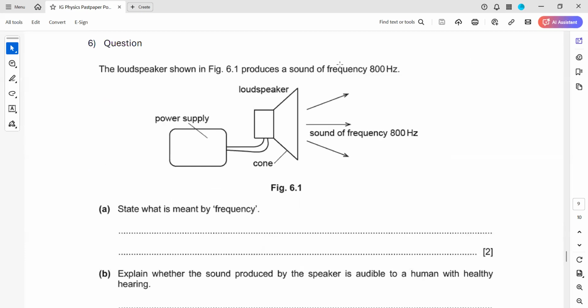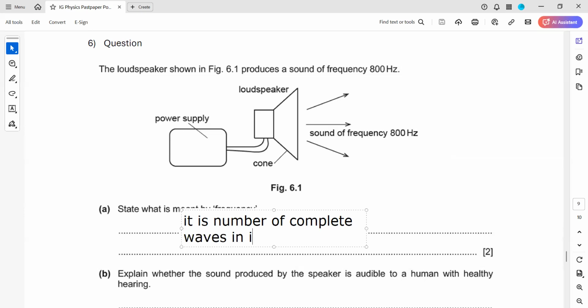Question 6. The loudspeaker shown in figure 6.1 produces a sound with a frequency of 800 hertz. What is meant by frequency? The number of complete waves formed in unit time. Is it correct, number of waves?